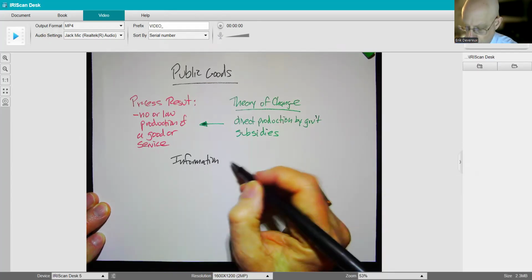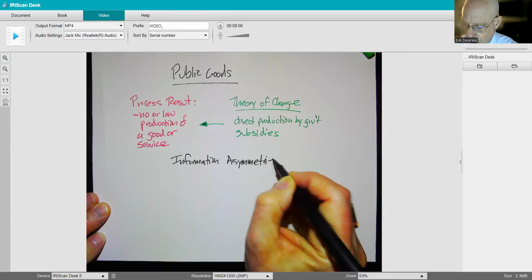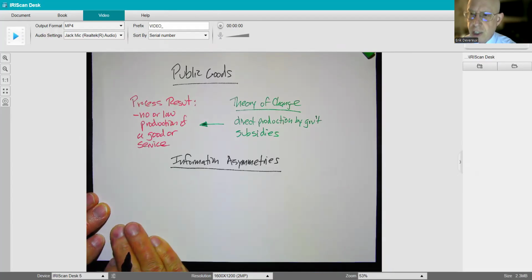Information asymmetries occur when either a producer or a consumer in the marketplace knows more about the good or service than the other side of the transaction does. So the most classic example of this is when the consumer becomes harmed because they buy a product that has negative consequences that they were not aware of at the time they purchased it. And again, the problem here is that all of that is not included in the price.